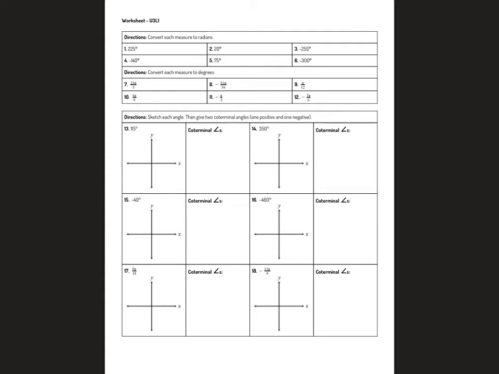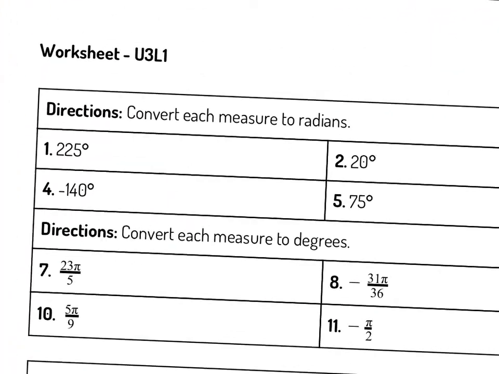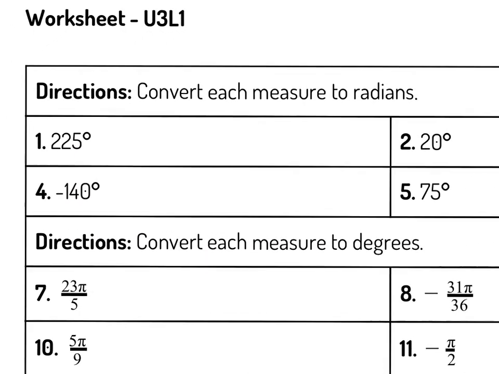Okay, let's take a look at these problems. It said convert each measure into radians and they are in degrees. So we have 225 degrees, and in order to convert that into radians, we are going to multiply it by the ratio pi over 180 degrees. So it's pi radians over 180 degrees.